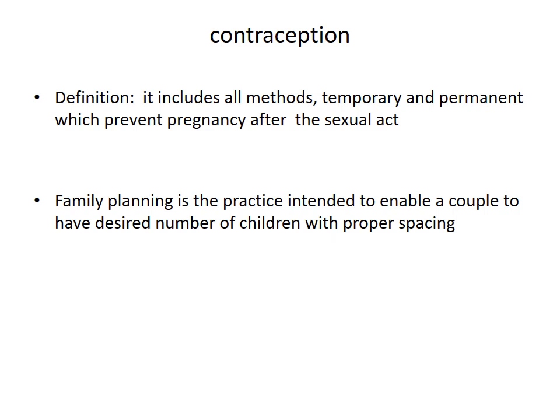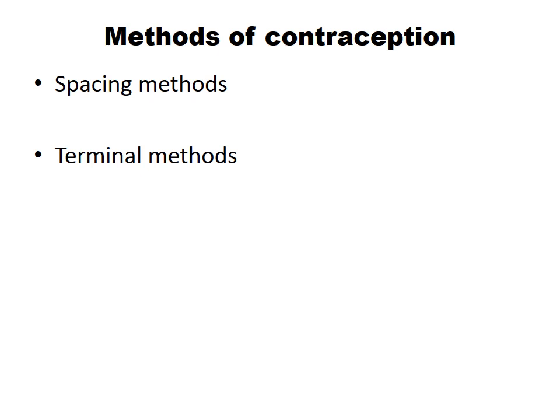There are conditions where we need a temporary block to conception. Sometimes we can do it permanently. So considering this, we have methods which are spacing methods and methods which are terminal. When do we want to space? One thing is when, after marriage, you want to prevent conception for some time, or a couple already have a child, so they want to have the other one after some time. The terminal methods are used when the family is completed.